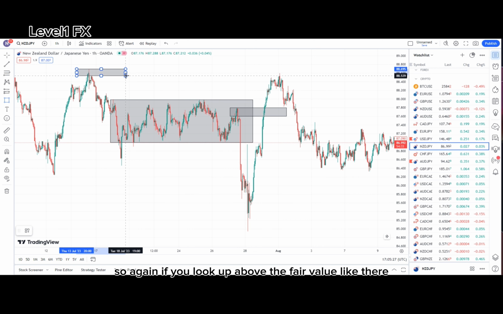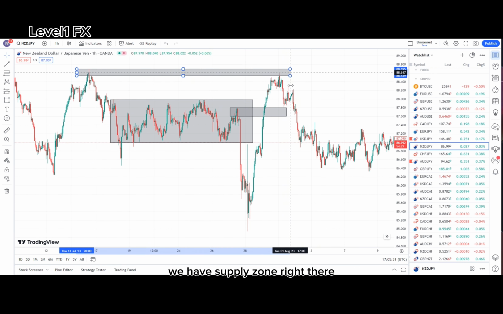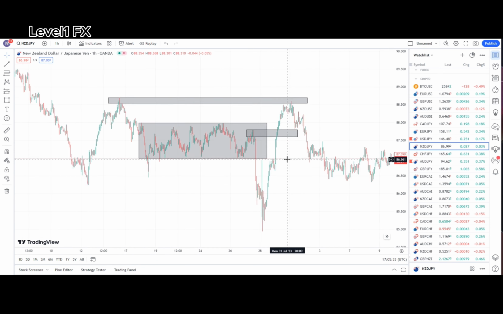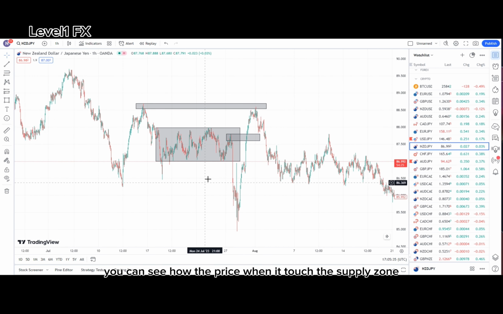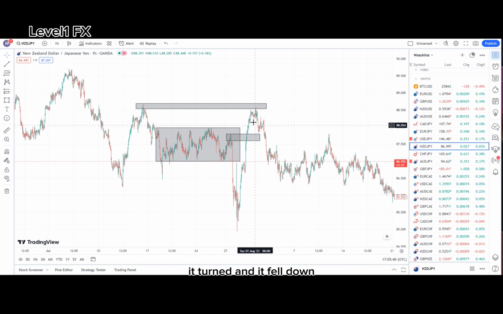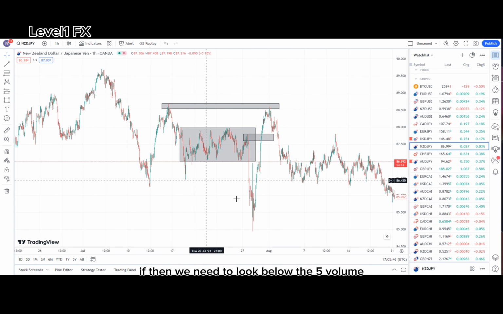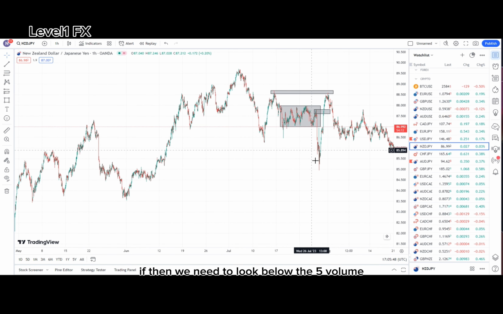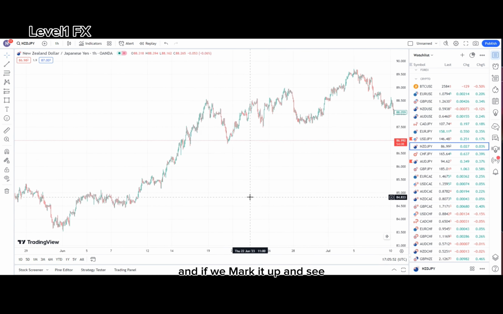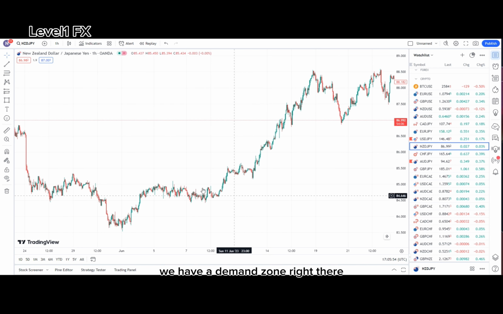So again, if you look up above the fair value, like there, we have a supply zone right there. You can see how the price, when it touched the supply zone, it turned and it fell down. And it's the same with the demand zone. Then we need to look below the fair value. And if we mark it up and see, we have a demand zone right there.